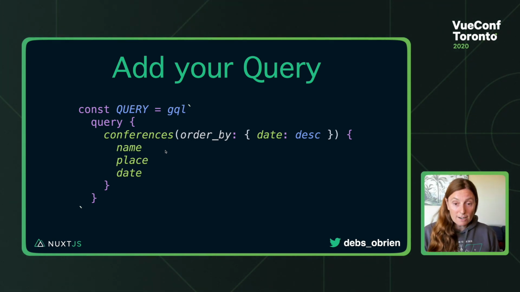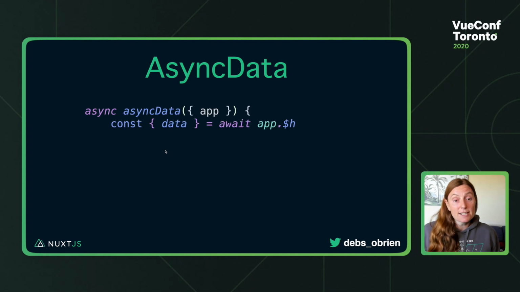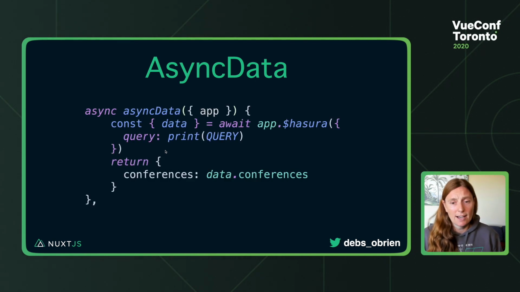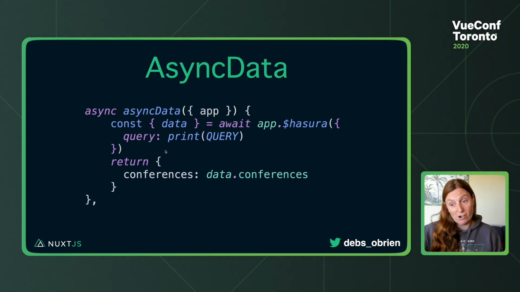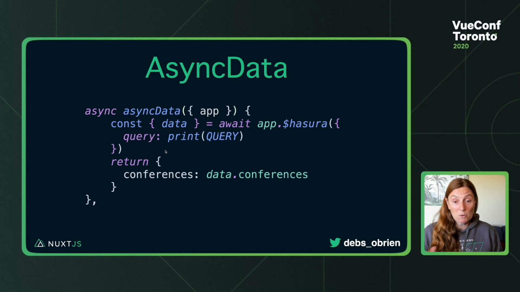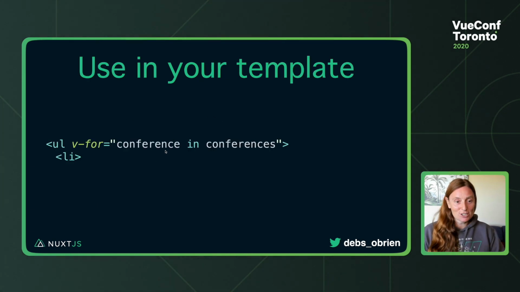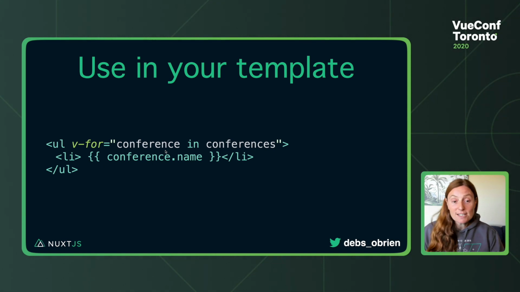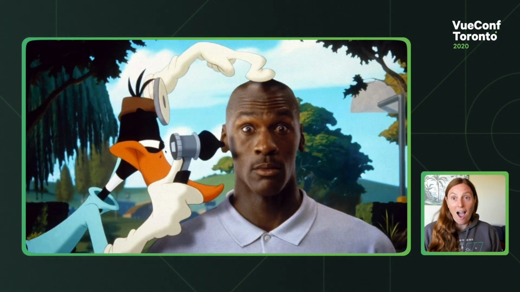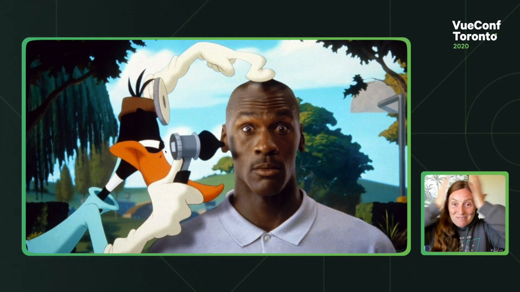That's basically my query. Async data, I'm going to use async data. So I go async data, passing in app from context. Const data equals await app $Hasura. This is what I called my plugin, Hasura. Query, print query, and return conferences, data.conferences, right? I know, simple, right? Then I can just use it in my template. I can just go v-for conference in conferences, and then I just have conference.name, and I can print out all my conferences.